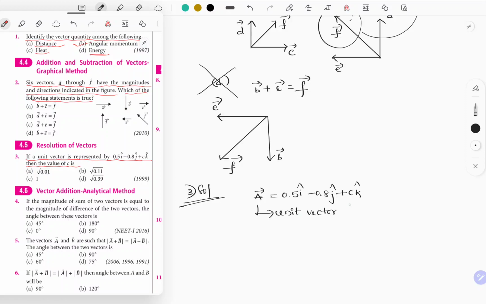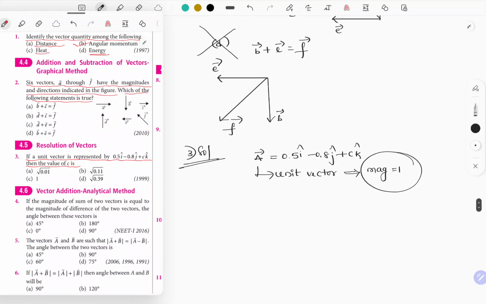What is the meaning of unit vector? The meaning of unit vector is that magnitude is equal to 1. Let me find out the magnitude of this vector. That is root of 0.5 square plus minus 0.8 whole square plus c square. They said the magnitude of the vector is equal to 1. They said it is a unit vector, right? That's why I am replacing it with 1.